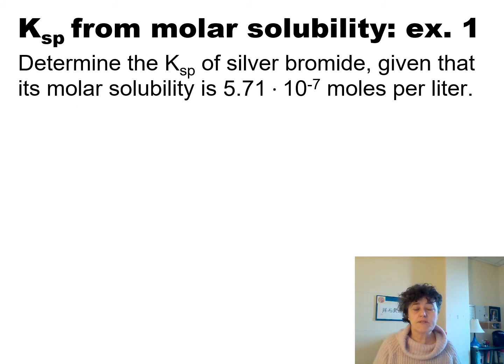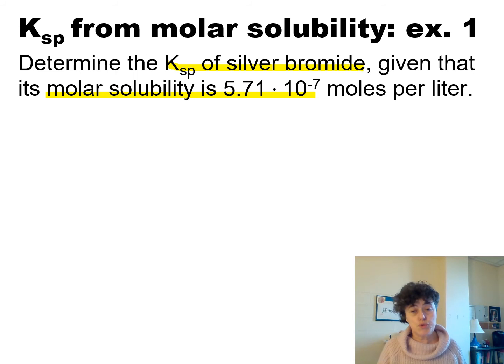Okay, so let's have a look at some exercises. Let's start simple and add difficulties one at a time. So in this problem, they want us to determine the Ksp of silver bromide, and we are given the molar solubility. So molar solubility is 5.71 times 10 to the minus 7 moles per liter.